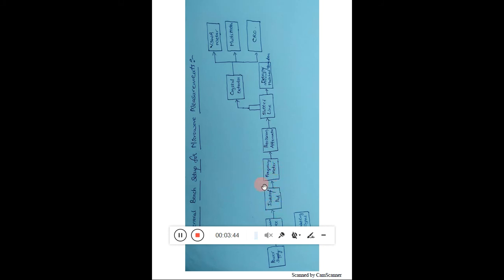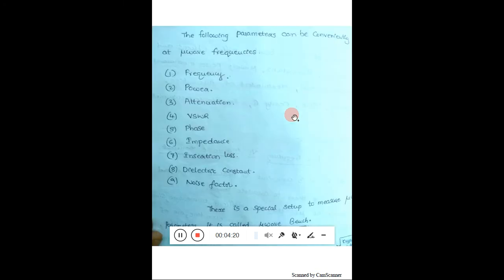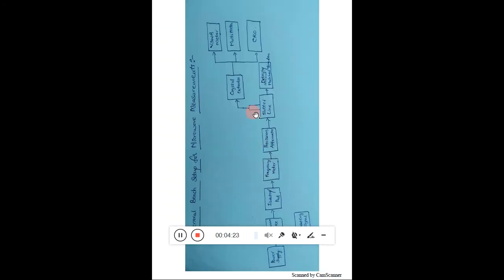Next one is the frequency meter. This meter is used to measure the frequency in the microwave range. Next one is the attenuator, to reduce the power level to the next stage. This is the slotted line. This slotted line is used to measure many parameters like guide wavelength, VSWR value, reflection coefficient, unknown impedance value, and power. Using this crystal detector, which is a tunable probe, the crystal detector is connected to different types of measuring units, a VSWR meter or multimeter or CRO. So all these parameters can be measured using this general bench setup.